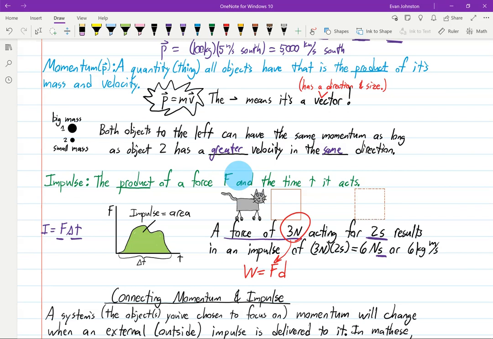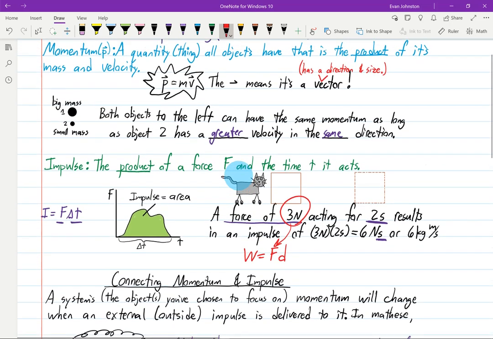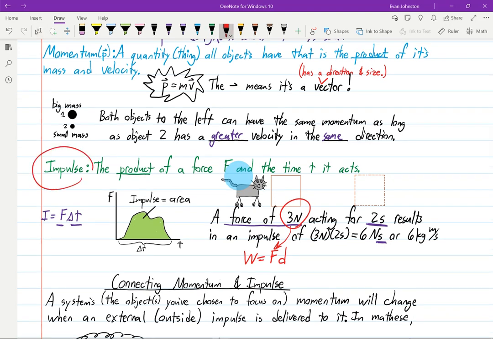Why are these two related? Why are we even talking about them? They seem like very different things. One is mass times velocity. One is force times time. What the heck's going on? Now, here's the cool thing. The neat thing is that an impulse, what we just looked at here, is the only thing that can change the momentum of an object or a system. So impulses will change the momentum.